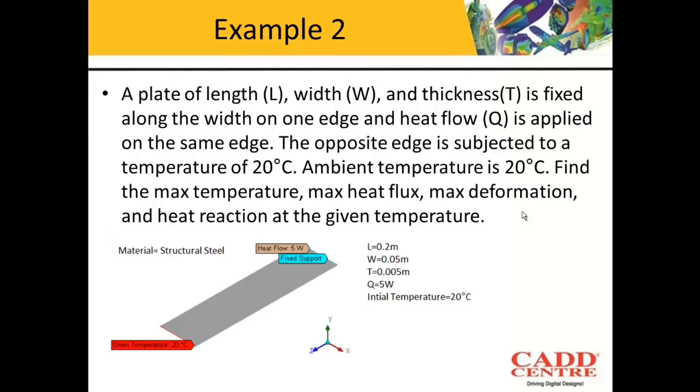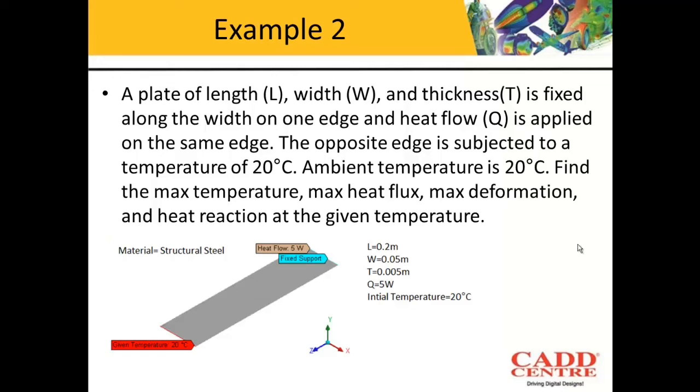The next example in thermal stress analysis that we will take is an example of a simple plate. First, let us go through the problem description. A plate of length L, width W and thickness T is fixed along the width on one edge and heat flow Q is applied on the same edge. So you can see over here, one edge is fixed and on the same edge there is a heat flow of 5 watts. The opposite edge is subjected to a temperature of 20 degrees Celsius. The ambient temperature is also 20 degrees Celsius. Ambient temperature in this case is nothing but the initial temperature. Find the maximum temperature, maximum heat flux, maximum deformation and the heat reaction at the given temperature.